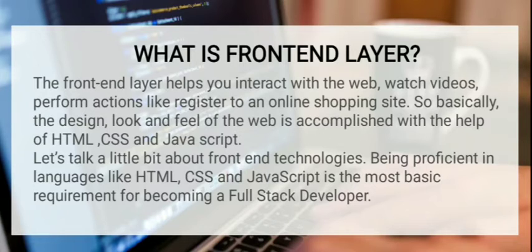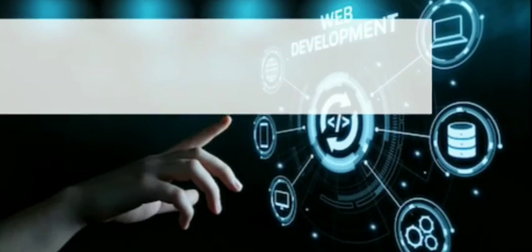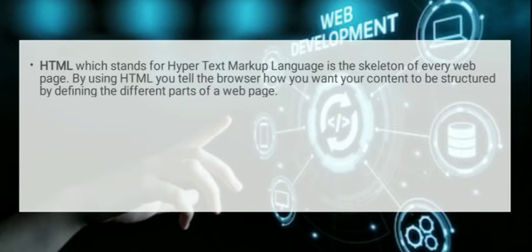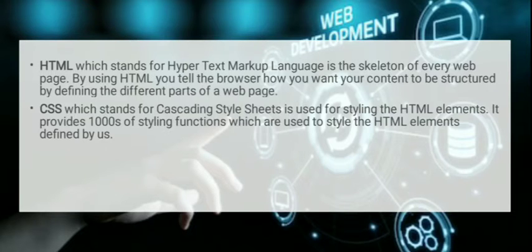Let's talk a bit about the front end technologies. Being proficient in languages like HTML, CSS and JavaScript is the most basic requirement for becoming a full stack web developer. So now let's look into the first language, HTML. HTML is the skeleton of every web page. By using HTML, you tell the browser how you want the content to be structured by defining the different parts of the web page.